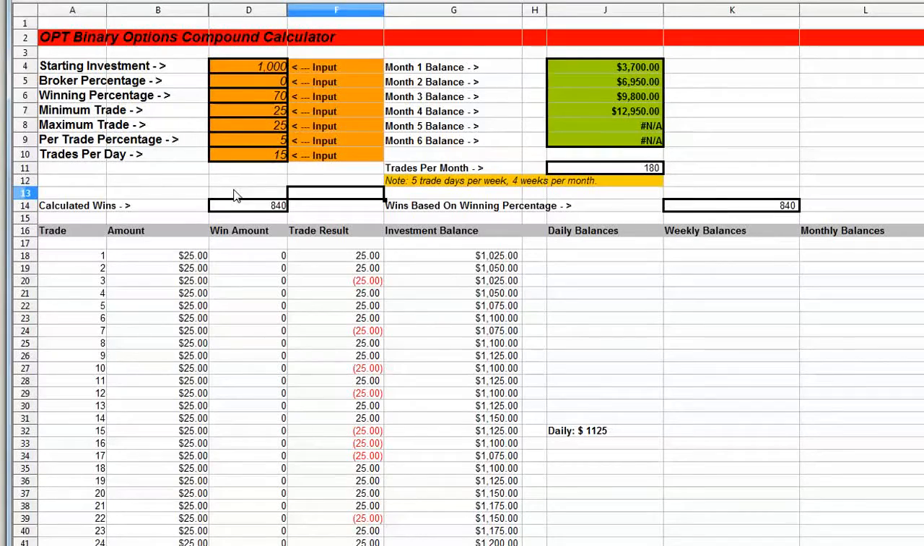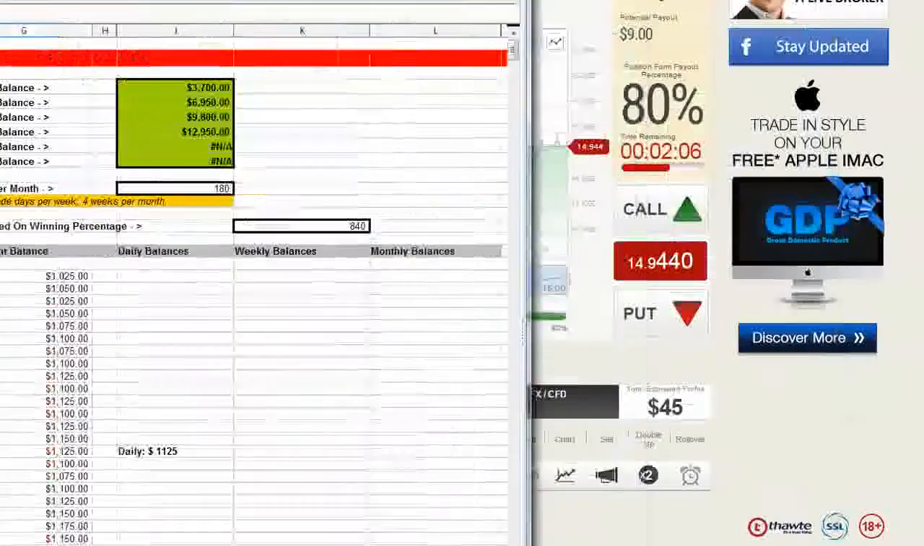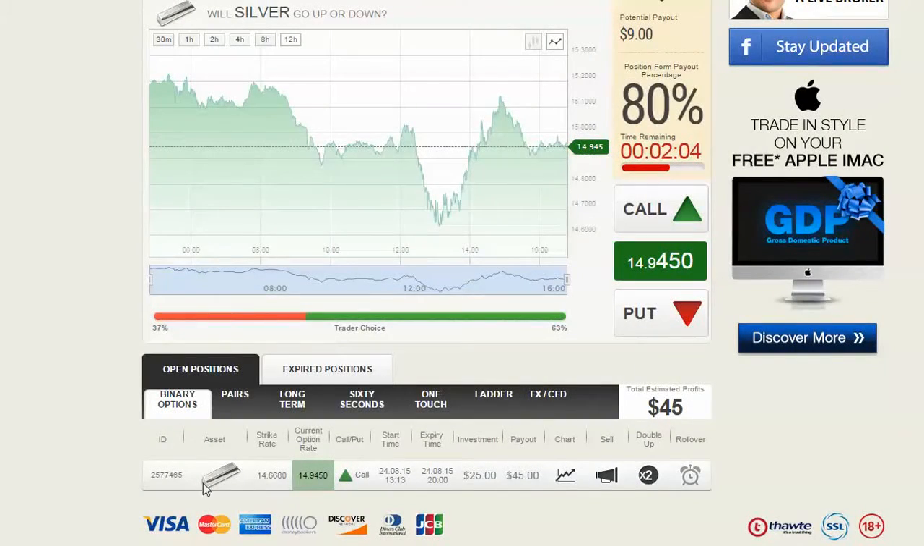All right, now I'm going to move this back out. I took 1 trade today of $25. If I win, I get 45 bucks, which means I put $20 in my pocket. Is that a lot of money? No. But let's calculate it.